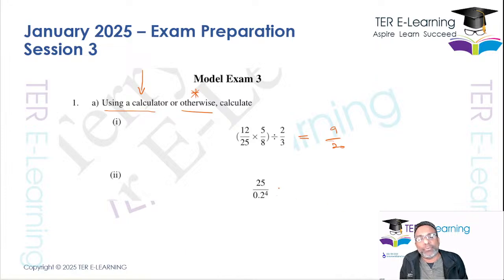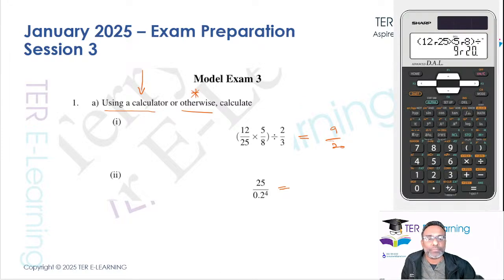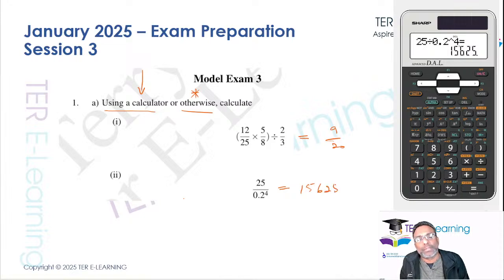The second part here, we want to work out 25 divided by 0.2 to the power 4. Again, we can use the calculator for this one as well. So you're going to press 0.2, y to the power x, and you're going to press 4, and you're going to get this answer here. So that's 15,625. So we've used the calculator to work out both of these.